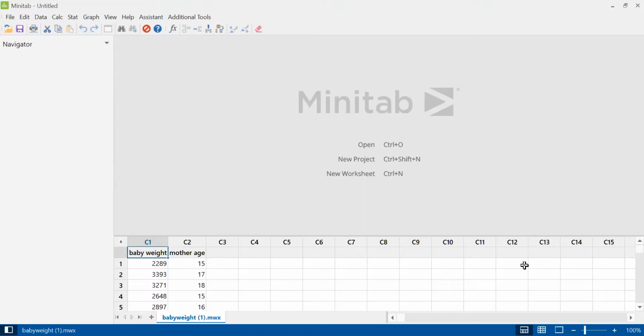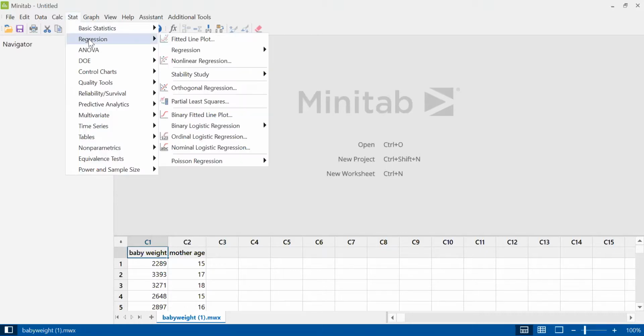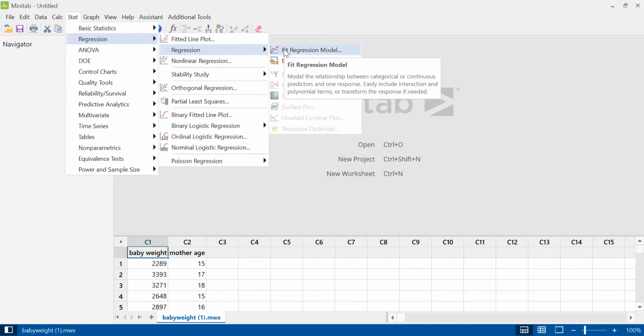Okay, so the first thing I'm going to do with this one is build my model and fit my model. So I'll start at Stat, then Regression, and Regression again. Then I'm going to fit my regression model.